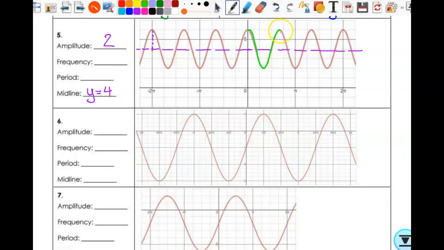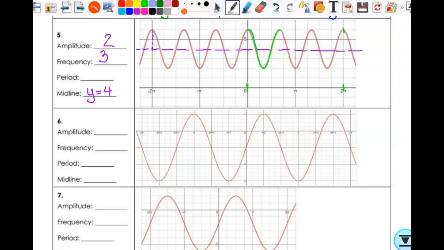Well, this doesn't end at a nice place, so I don't know about finding one cycle. I'd have to guess, and we're not allowed to guess. But I can complete 1, 2, 3 cycles in 2 pi units. Does that make sense? 3 cycles in 2 pi units, so my frequency is 3.